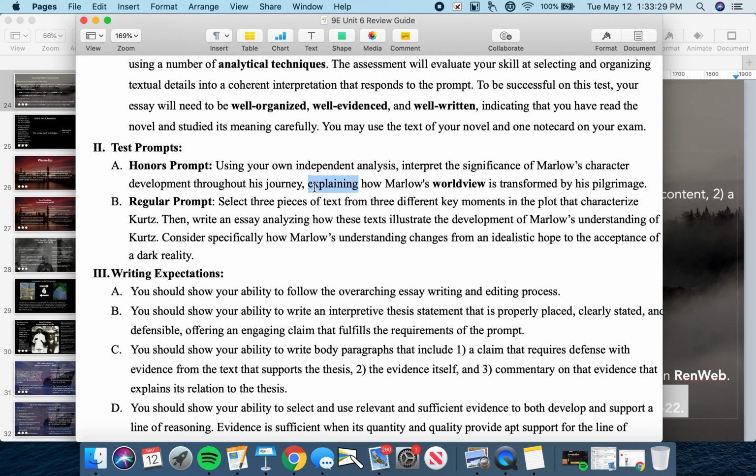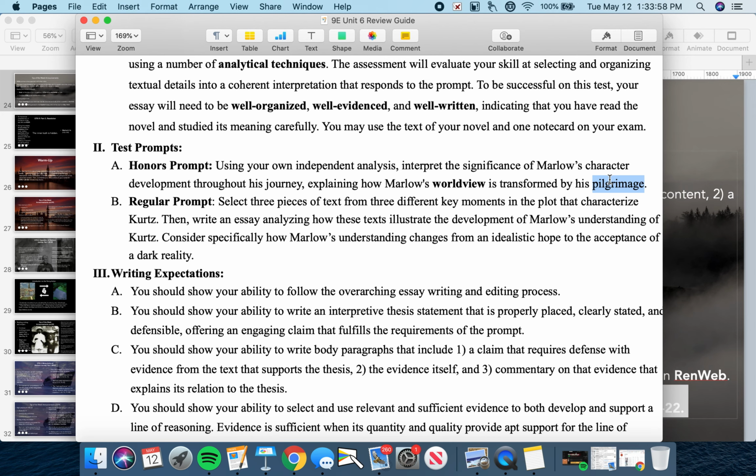I qualify this. I add a little more specificity. I want you to concentrate on how Marlowe's worldview is transformed by his pilgrimage. An answer to this question that would be insufficient would be: Marlowe changes because he leaves Europe, goes to the Congo, and then comes home. Well, that tracks some developments in the locale of Marlowe's character, where he is.